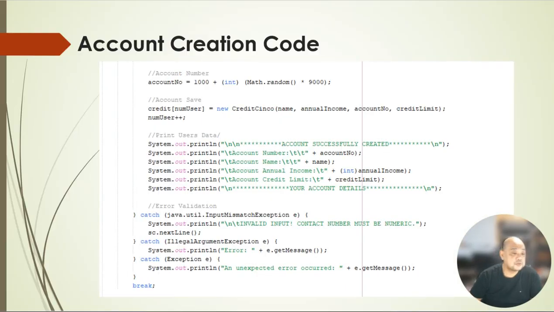Next, for the account number, which is a random 4-digit number, I use Math.random to get random numbers, then multiply it by 1000 to convert it to an integer. Then the account is saved to pass it to the constructor, then increment the numUser. Lastly, it will print the details of the user, where all of its account information, including the account number and credit limit, will be shown.